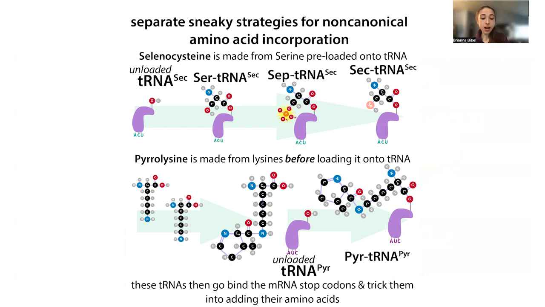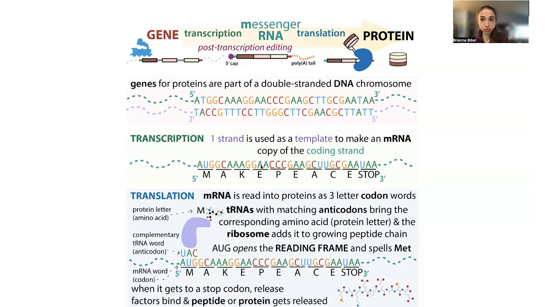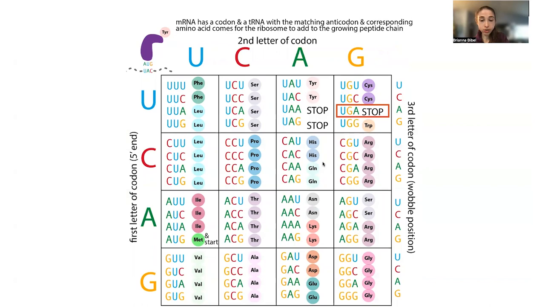But basically what we mean by coded is that in the instructions for making a protein, there are three letter combos called codons. And basically these codons are going to tell the ribosome, so the protein making machinery, which amino acid to add. And then these other molecules called tRNAs are going to come and bring the corresponding amino acid.